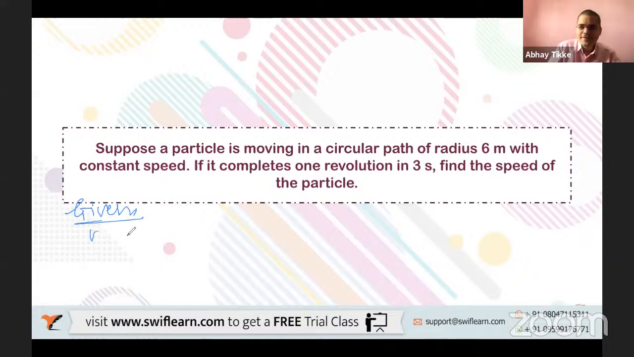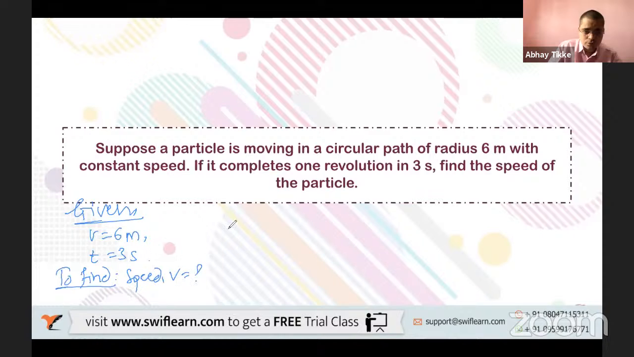Radius is given as 6 meter, time is given as 3 seconds. What are we supposed to find out? Again, speed, that is v is equal to question mark. So let us solve. Solution. What's the formula? Speed is equal to distance traveled by time.